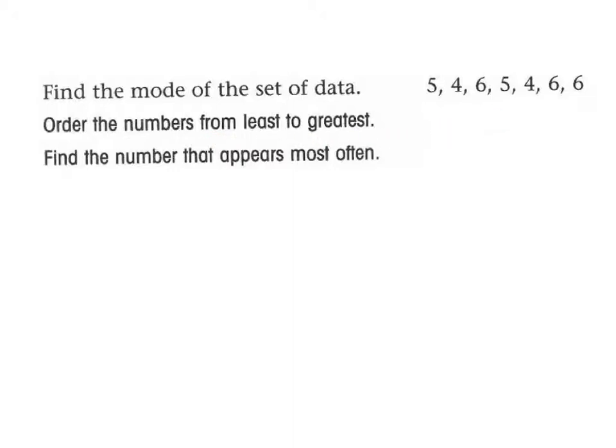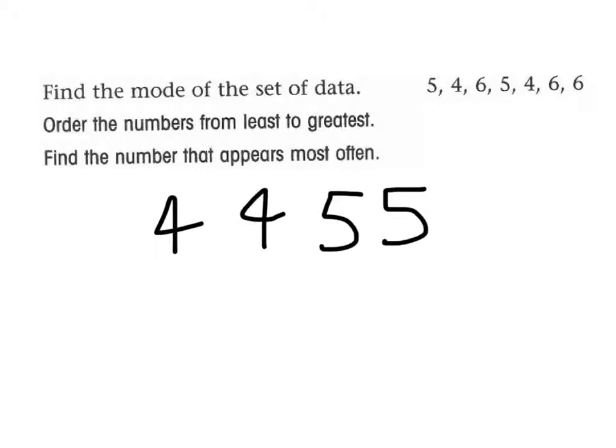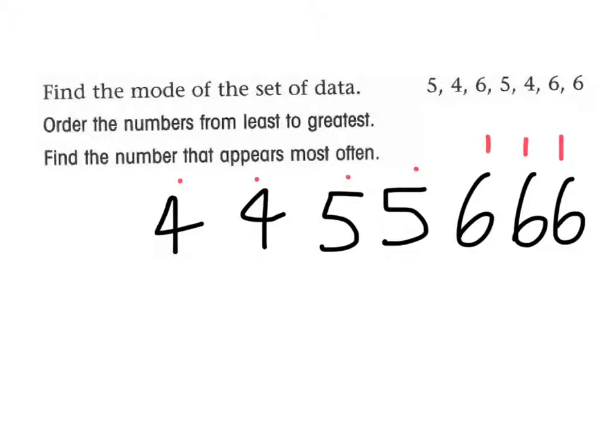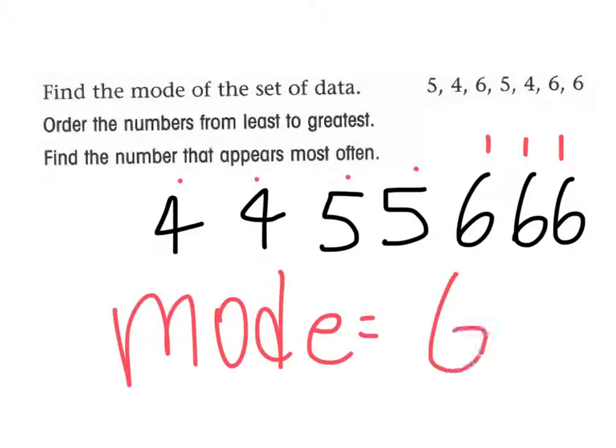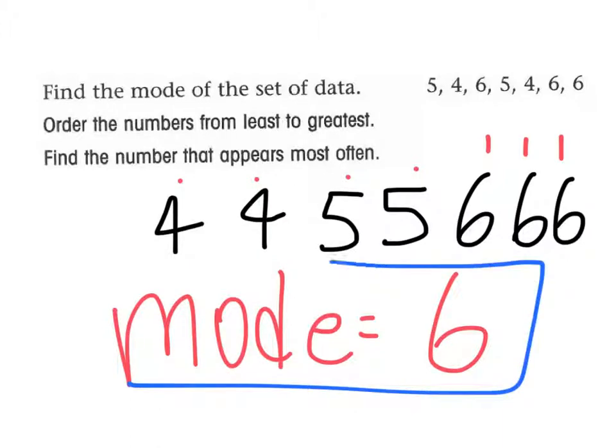I'm going to write 4, 4, 5, 5, 6, 6, 6. All right. So now that we put them in order from the least to greatest, we've got to find the number that appears most often. And I see we've got 1, 2, 4s, we've got 1, 2, 5s, and we got 1, 2, 3, 6s. So the mode for this is what? 6, and 6 is our answer.